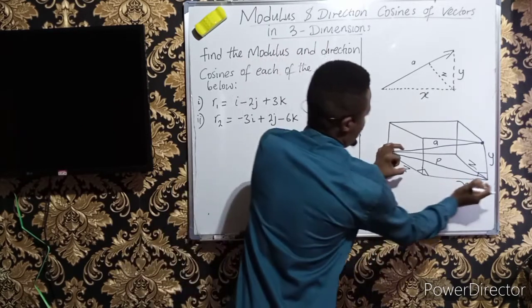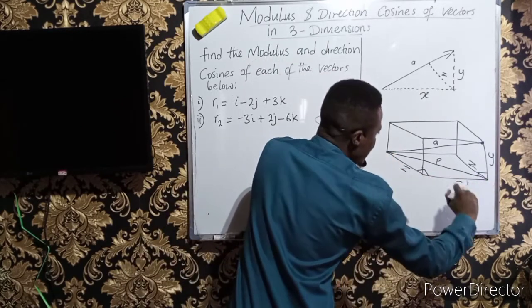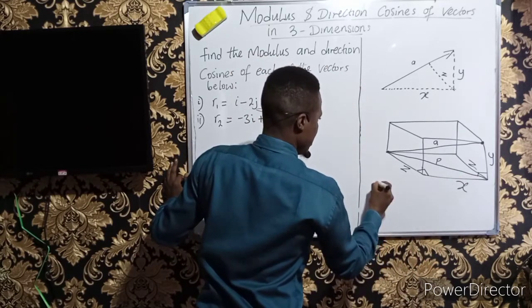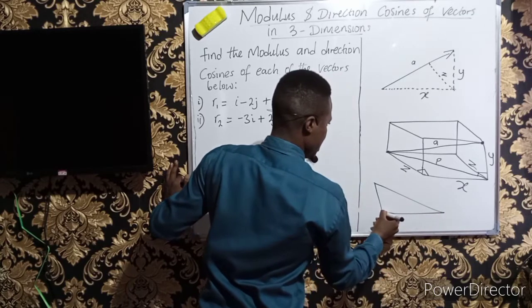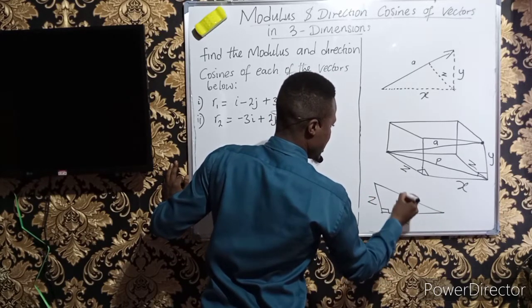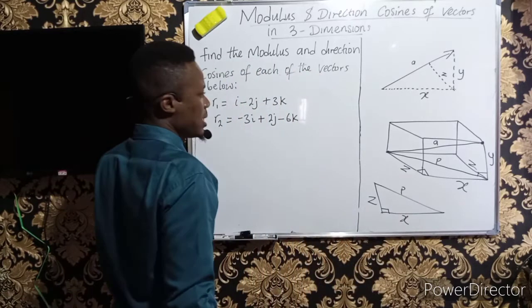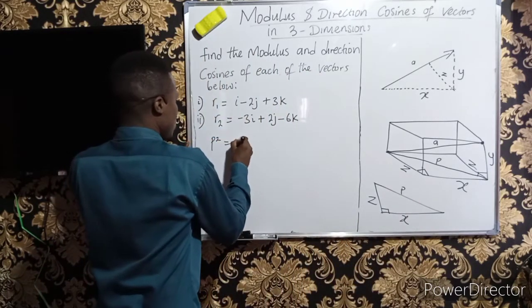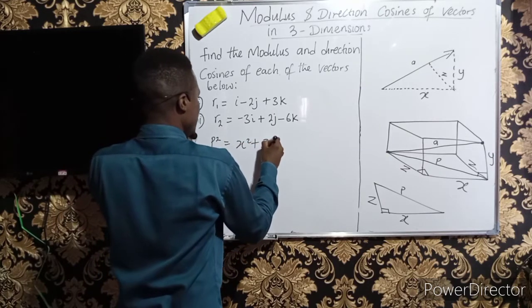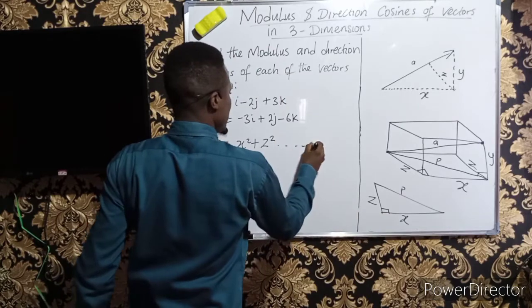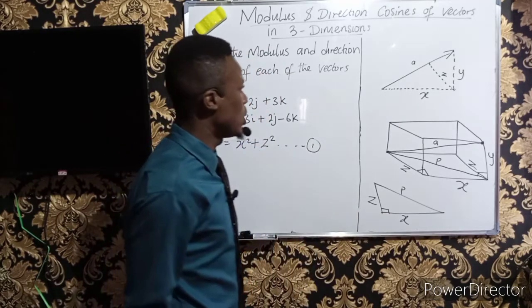So let us bring out this particular base triangle now, which I have something like this. When we bring it out, the base, this is the right angle, where here is our z, here is our x, and here is p. From Pythagoras theorem, we can see that p squared is equal to x squared plus z squared. This is just the value of p squared, and there is nothing else I can do to it. I can call it equation 1.